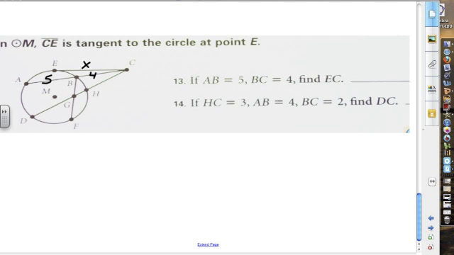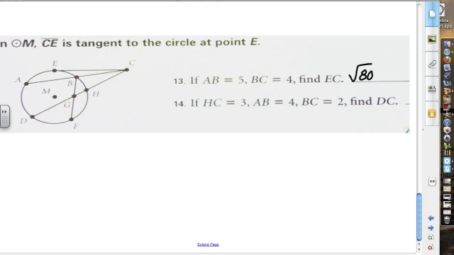Hey, that's just like the ones up above. I've got a secant and a tangent. So that means a whole times an outside has to equal the tangent squared. So 5 plus 4 is the whole, times this on the outside, which is a 4, will have to equal our x squared. So that one's going to be the square root of 80. Or just under 9. Okay, so we figured that one out. That one wasn't that bad. Let's take a look at the other one.